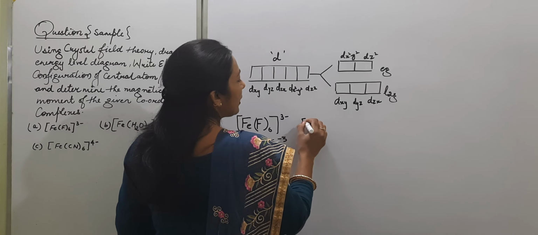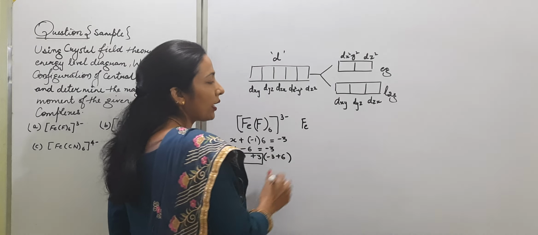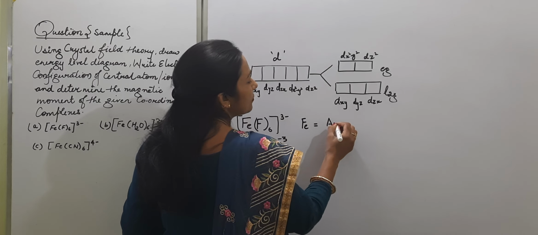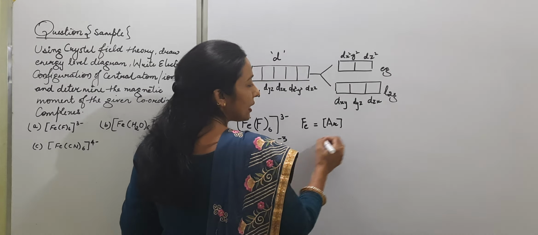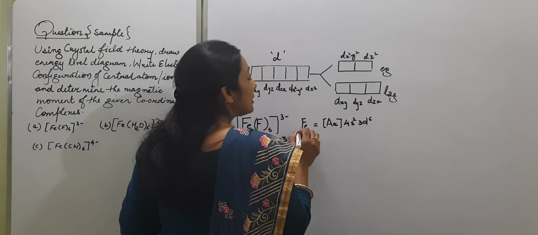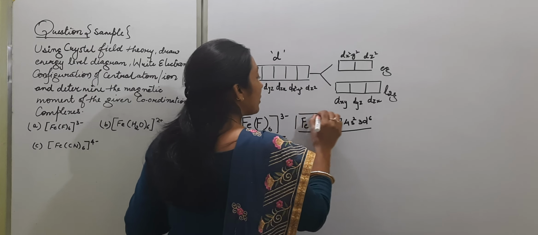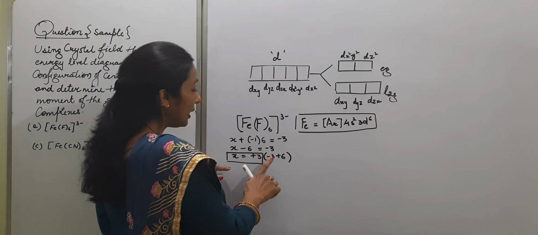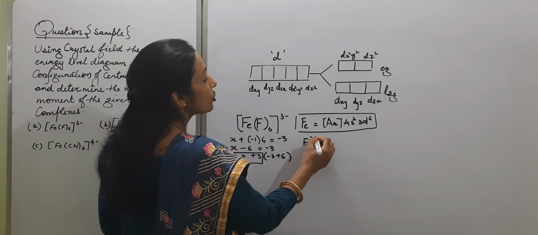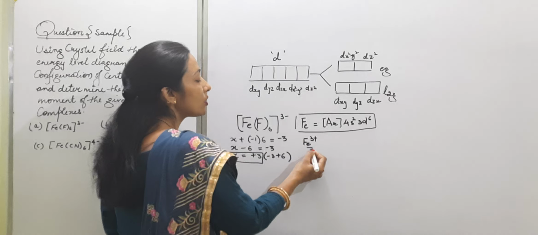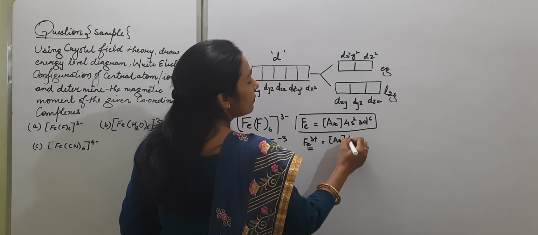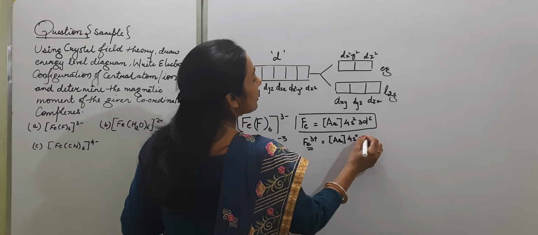So iron in the ground state has electronic configuration argon, which has atomic number 18, and then 4s2 and 3d6. This is the atomic electronic configuration, but we have to write the electronic configuration of Fe3+, the third oxidation state. We have to write the configuration of this ion. So what would be the answer? That is argon 4s0 and 3d5.